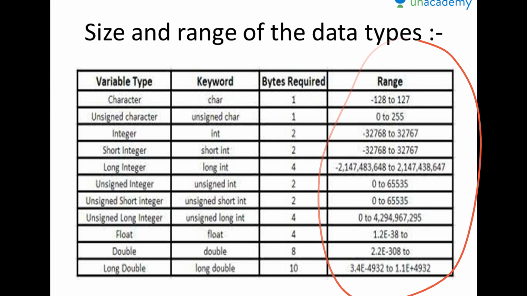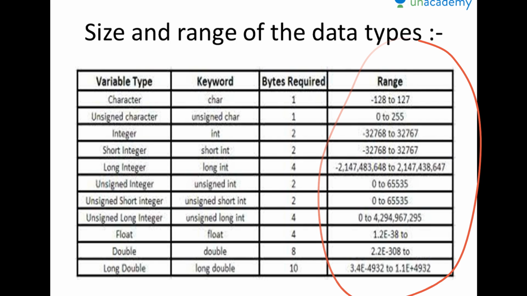Character can store only -128 to +127. Why is it 127? Because in between, 0 is also there. So it is -128 to 127. Okay.